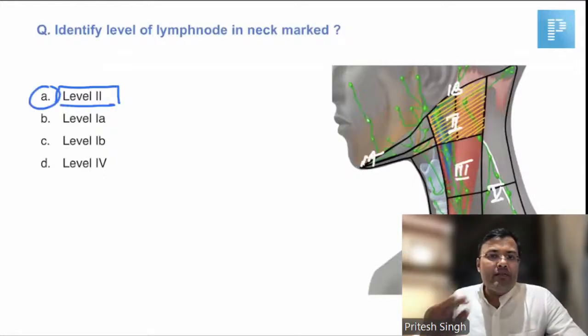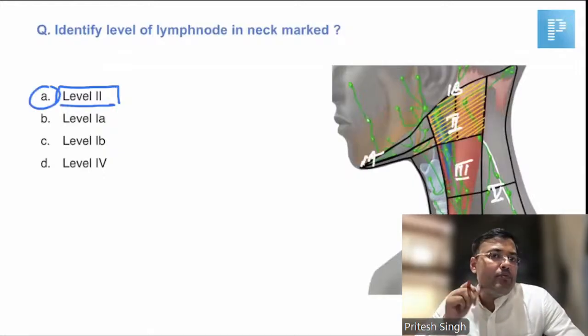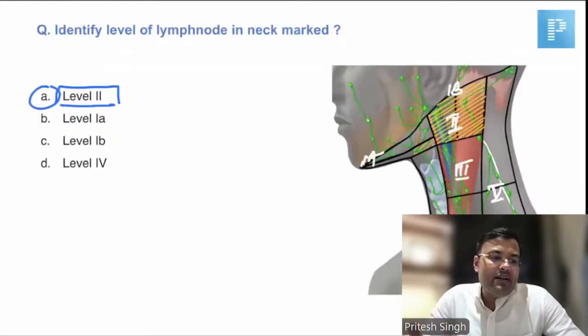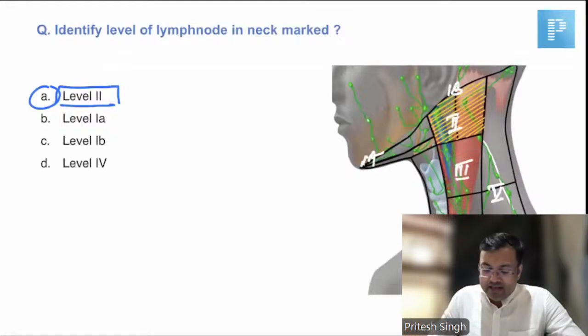Clear? So level 1A submental, 1B submandibular, 2, 3, 4 upper, middle, lower jugular, 5 posterior triangular, 6 central or anterior compartmental, and 7, that is superior mediastinal. Clear? So correct answer is A.